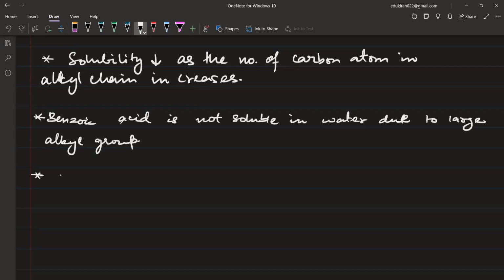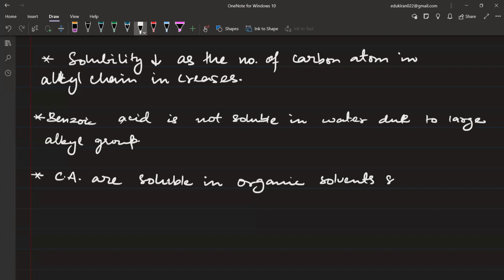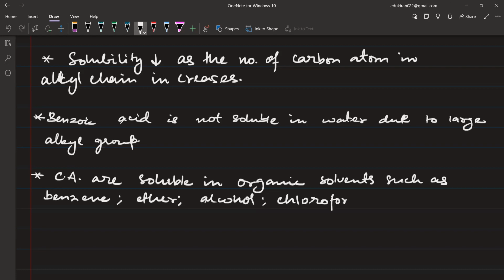Right, next, carboxylic acids are soluble in organic solvents such as benzene, ether, alcohol, chloroform, etc.